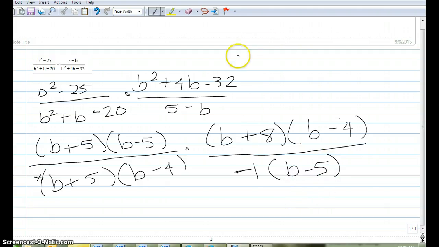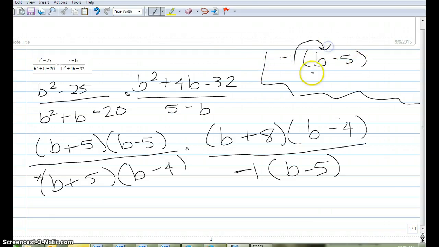And if you think about this, I'll go up here to kind of just show you why. If we have negative 1 times b minus 5 and we distribute it, we'd have negative b plus 5. In addition, we can rearrange, so that's the same as 5 minus b. So 5 minus b is the same as negative 1 times b minus 5. This is just a little trick we can do to kind of switch subtraction. So you can switch it if you put a negative 1 out in front.